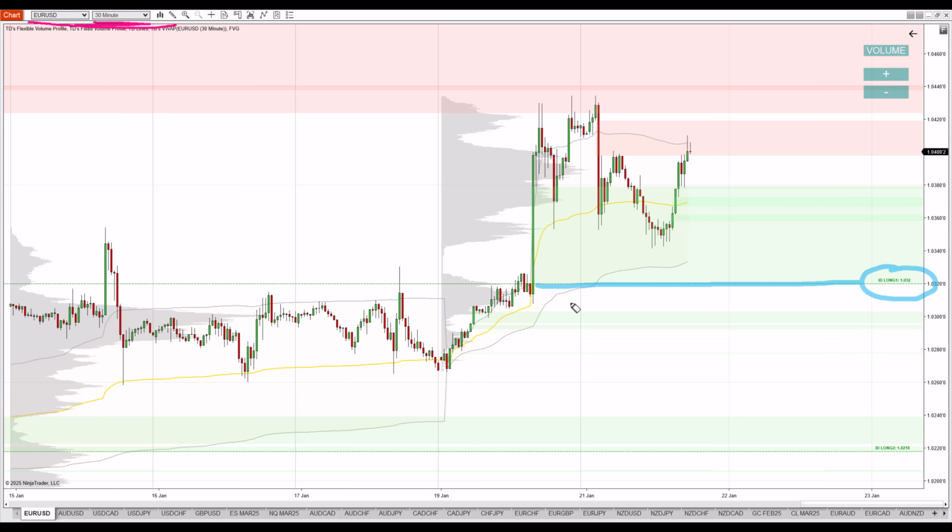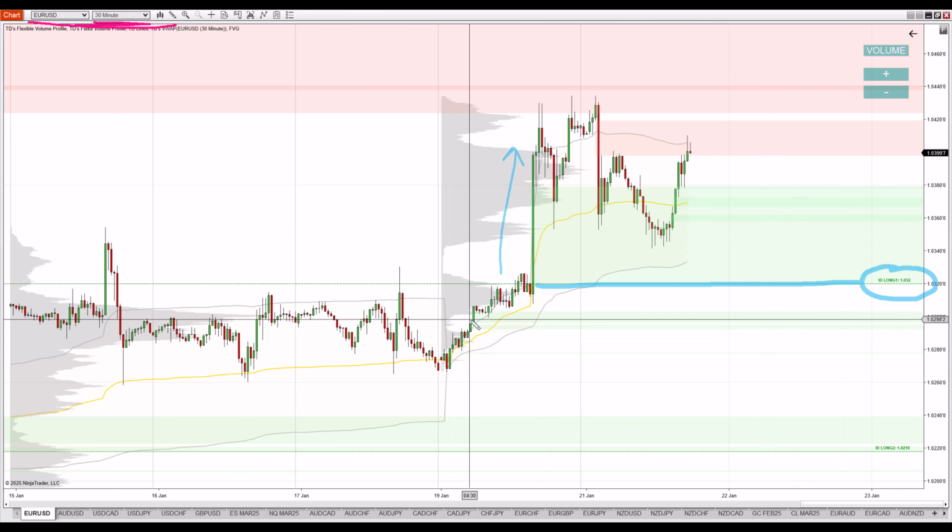This level got formed yesterday. There was macro news which was not expected. It was a statement by Donald Trump, and it caused this strong buying activity on the euro. And this strong buying activity actually formed a new level to trade from.